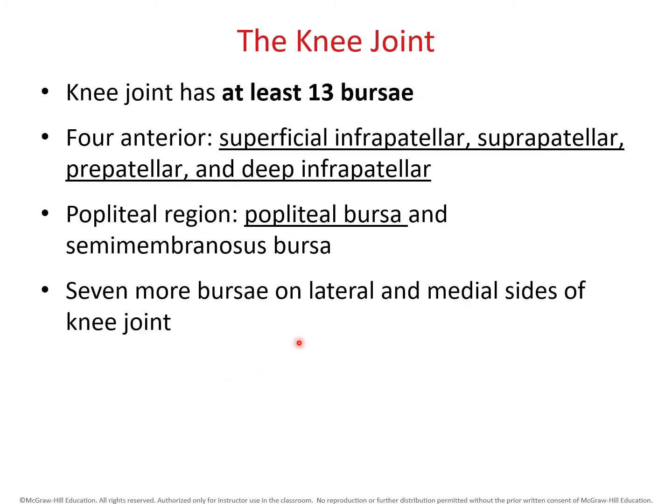The knee joint. We're going to have plenty of bursae located in that knee joint. I'm not going to ask that you know all of the bursae, but I have underlined a few here that you should know. We have 4 in the anterior aspect of the knee joint: a superficial infrapatellar, a suprapatellar, a pre-patellar, and a deep infrapatellar. And I should have a picture here of all those. And we have a popliteal bursa. And there are more that you don't need to know about.